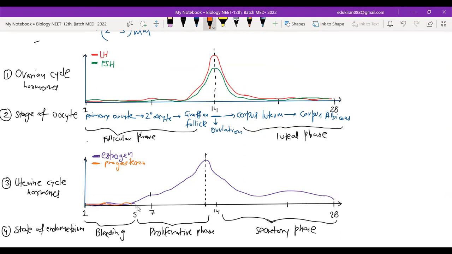No, it will still continue to be low because the corpus luteum will come after day 14. So the luteal phase has not yet come, and nothing is producing progesterone. So it stays low. Is it clear? And just after ovulation, just after it crosses day 14, it starts increasing. Yes, it starts rising.